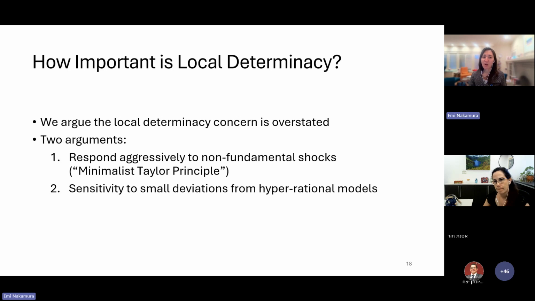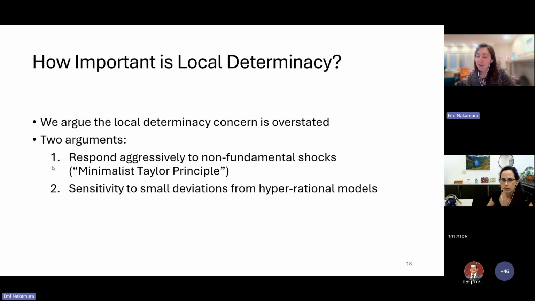First of all, there are some very standard other ways of avoiding indeterminacy aside from the Taylor principle. One of the things that we discussed in the paper is what we call a minimalist Taylor principle. The idea is that even if you're not always responding aggressively on the equilibrium path to deviations of inflation from your target, as we showed that central banks often aren't, you can potentially commit to respond very aggressively to non-fundamental shocks, even without tying your hands with respect to these observable cost push shocks. And this might allow you to get closer to optimal monetary policy.